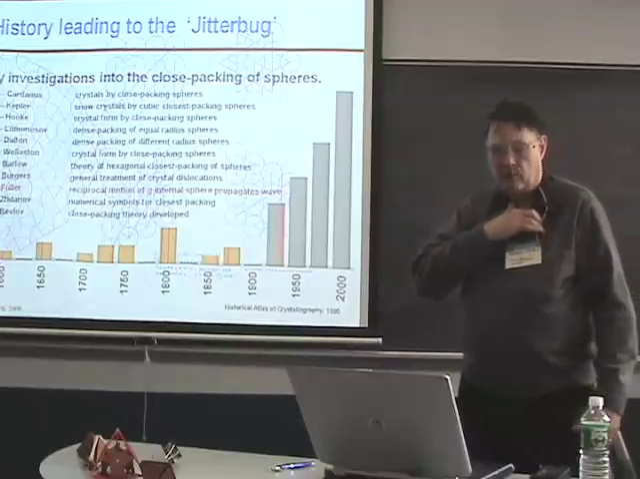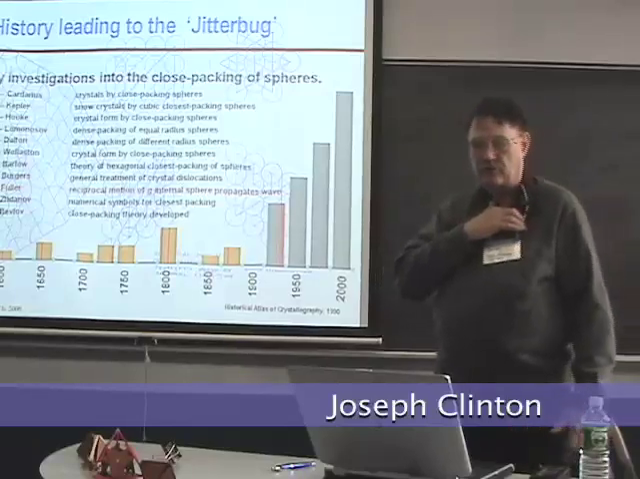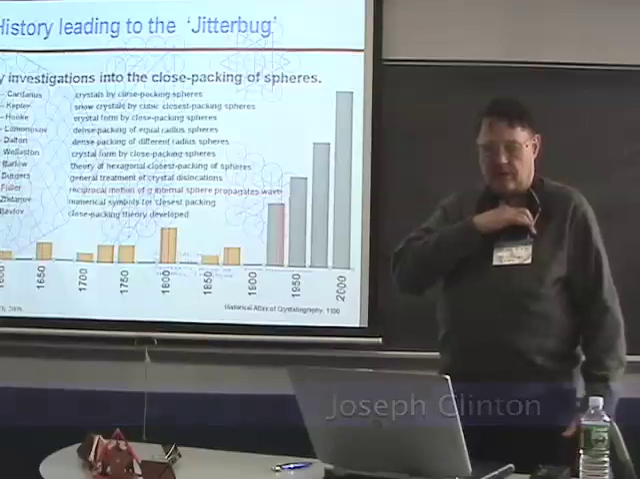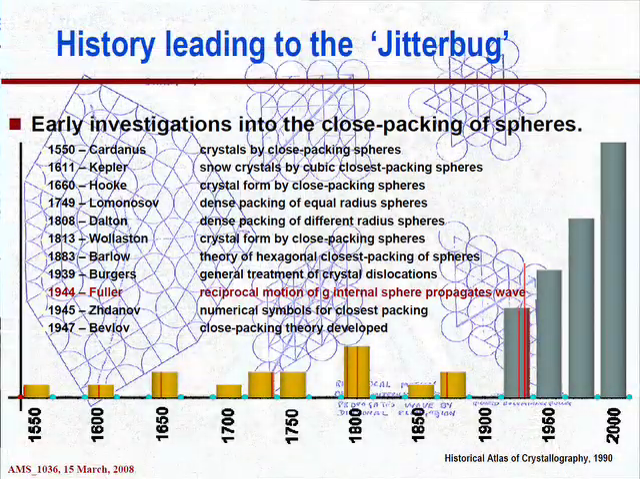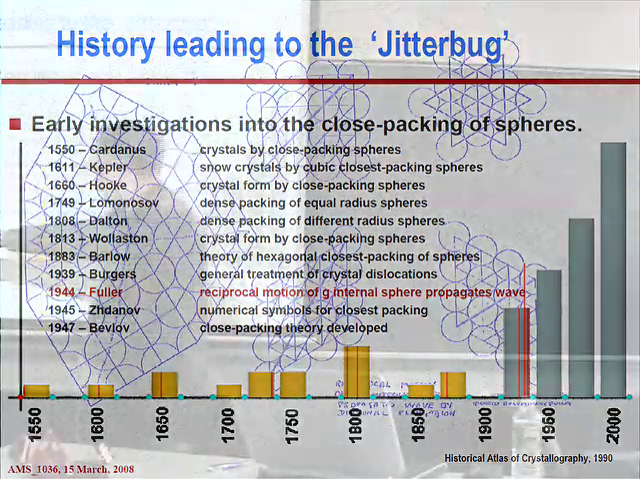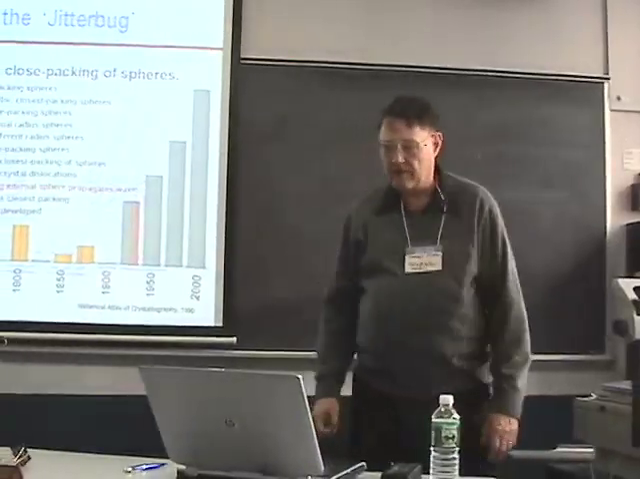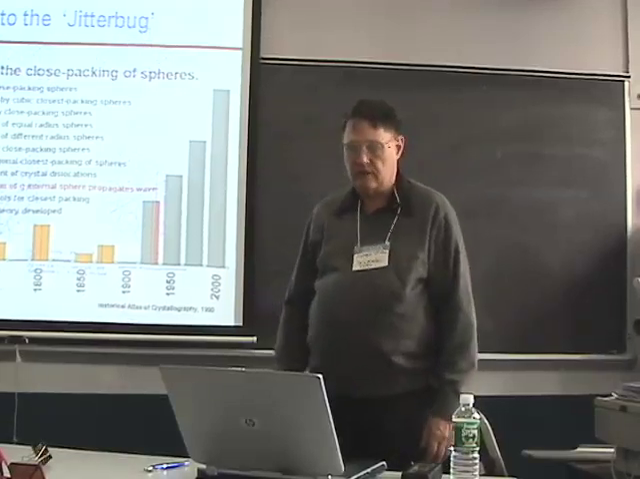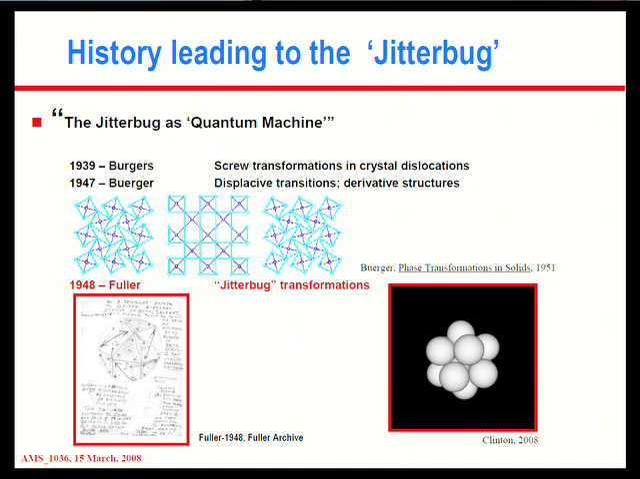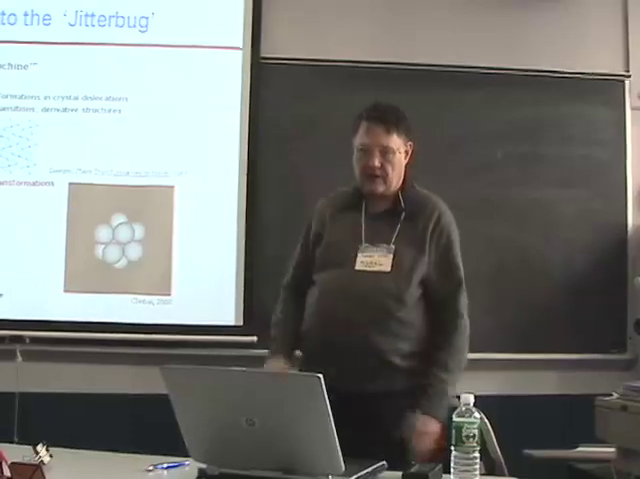One of those I call your attention to is 1939, with the general treatment of crystal dislocations. And then in 1944, Fuller, and the diagram that you see in the background is Fuller's idea, where he was playing around with the packing of spheres on a variety of forms, and you'll see a little wave running through this. This was the introduction of his first thought about motion, in that case wave motion, and he wrote a treatise on the reciprocal motion of internal sphere propagation waves.